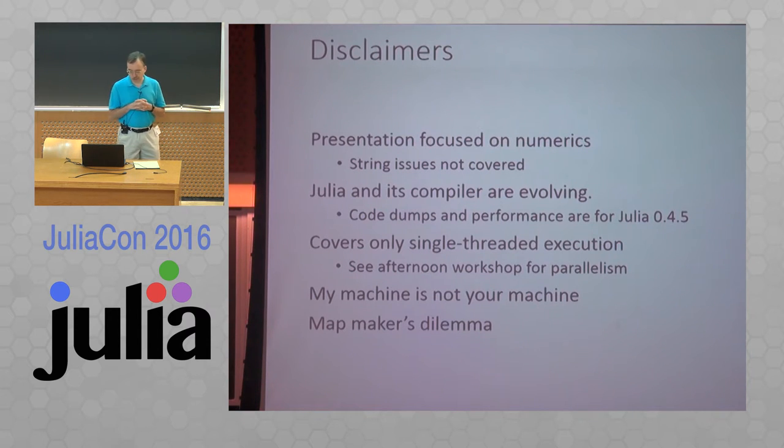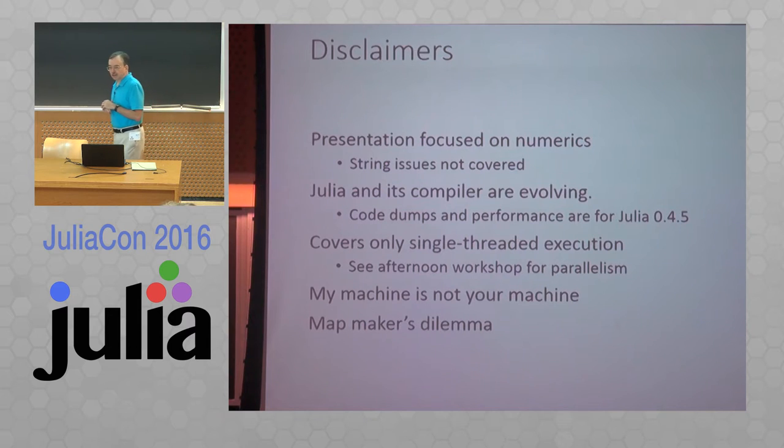I'm covering only single-threaded execution. There's a workshop this afternoon on parallel Julia, so I figured there's no point in covering that. And finally, any times I show are for one machine on one day in one configuration, and it may differ the next day. So don't hold me to anything past the first decimal digit on the performance numbers.